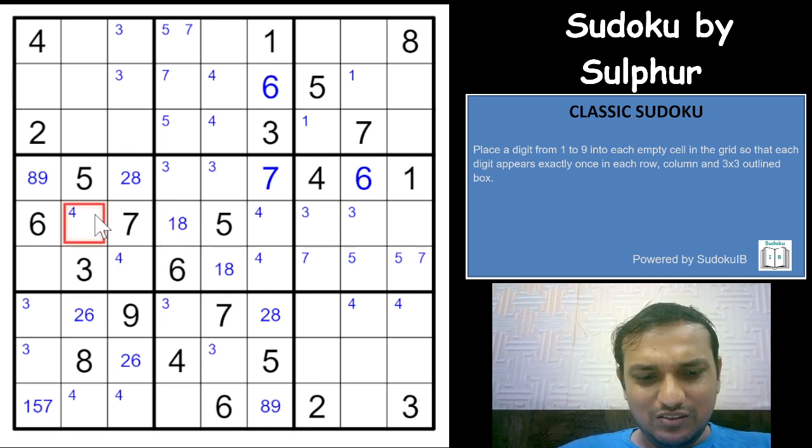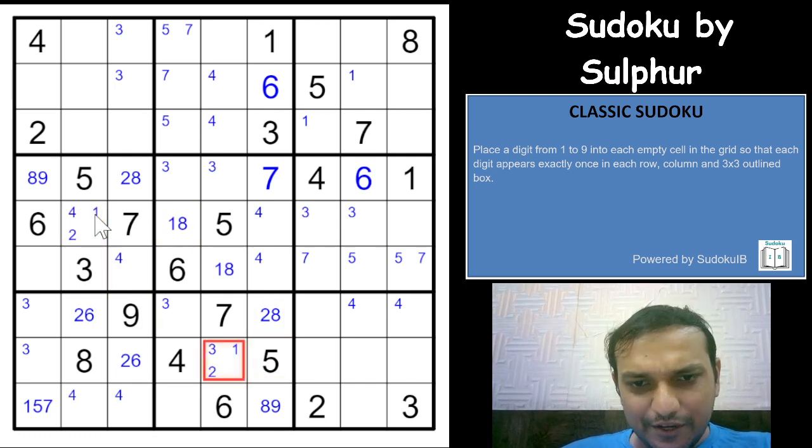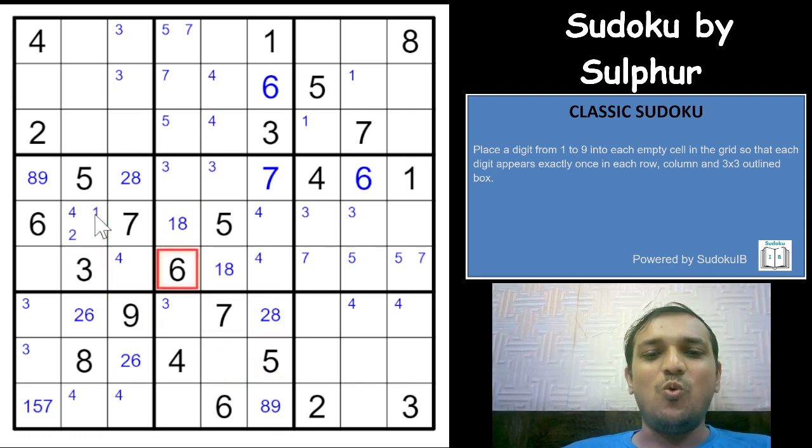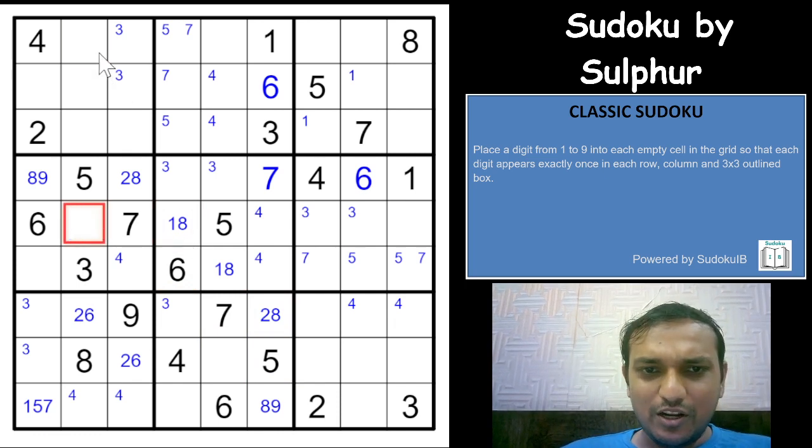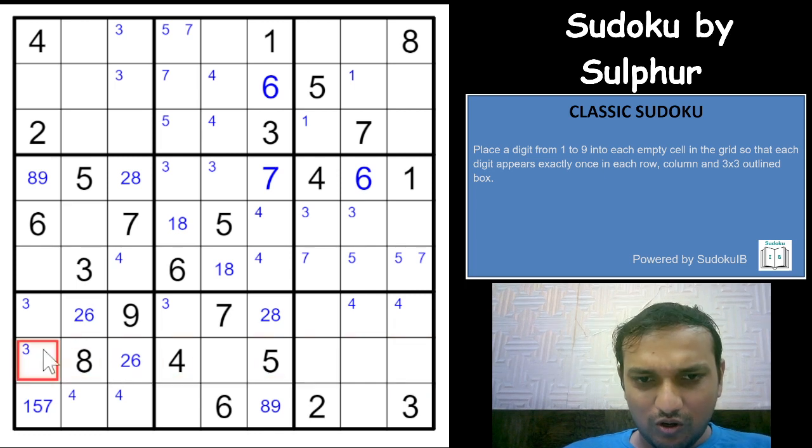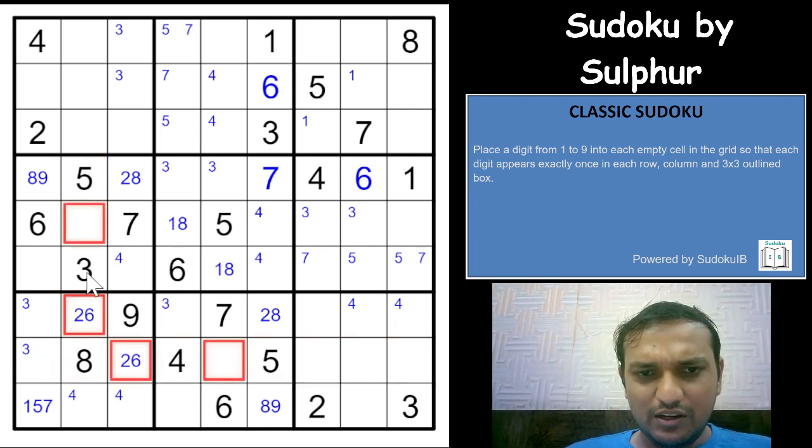So which means it's a 1-2 hidden pair here. Wow. It's a 1-2 hidden pair. For this column, 2 is in one of these two cells. For this row, 2 is in one of these two cells. And then that works for 1 in row 5. It has to be in one of these two cells, and column 5 it has to be in one of these two cells.